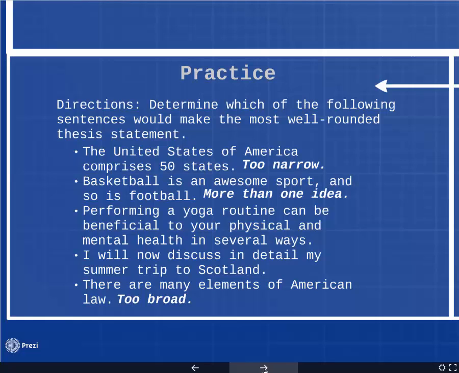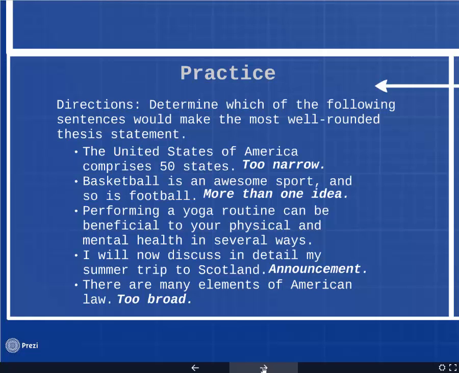Backing down near the bottom again, I will now discuss in detail my summer trip to Scotland. This is an announcement, and in any case, just saying that you went to Scotland over the summer, that could work, but I would try to be a little bit more specific. Something like Scotland during the summertime was an excessively beautiful place along the coastline, and then you can go forward and explain your experiences on Scotland's coast during the summer.